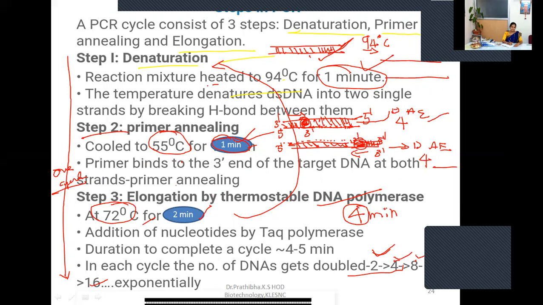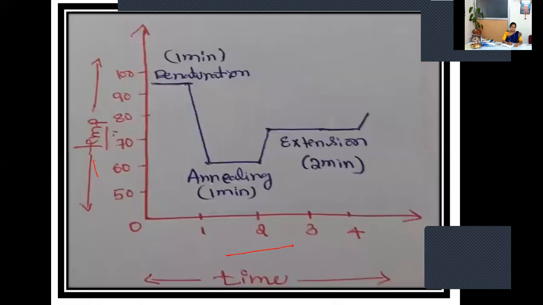How many samples or copies you want, you can adjust the instrument for minutes accordingly. In one cycle, the instrument we are using requires 4 minutes. So depending on how many copies you want, you need to adjust the time and also provide all the requirements. Here I've written the time, and here I've written the temperature: 50, 60, 70, 80, 90, like that.